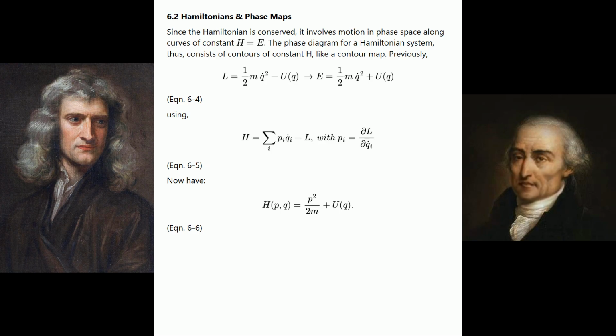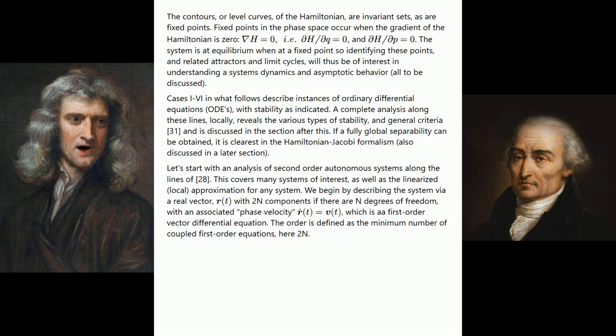Previously, see equation 6-4. Using, see equation 6-5. Now have, see equation 6-6. The contours or level curves of the Hamiltonian are invariant sets, as are fixed points. Fixed points in the phase space occur when the gradient of the Hamiltonian is 0, nabla H equals 0, i.e., partial differential H over partial differential q equals 0 and partial differential H over partial differential p equals 0.